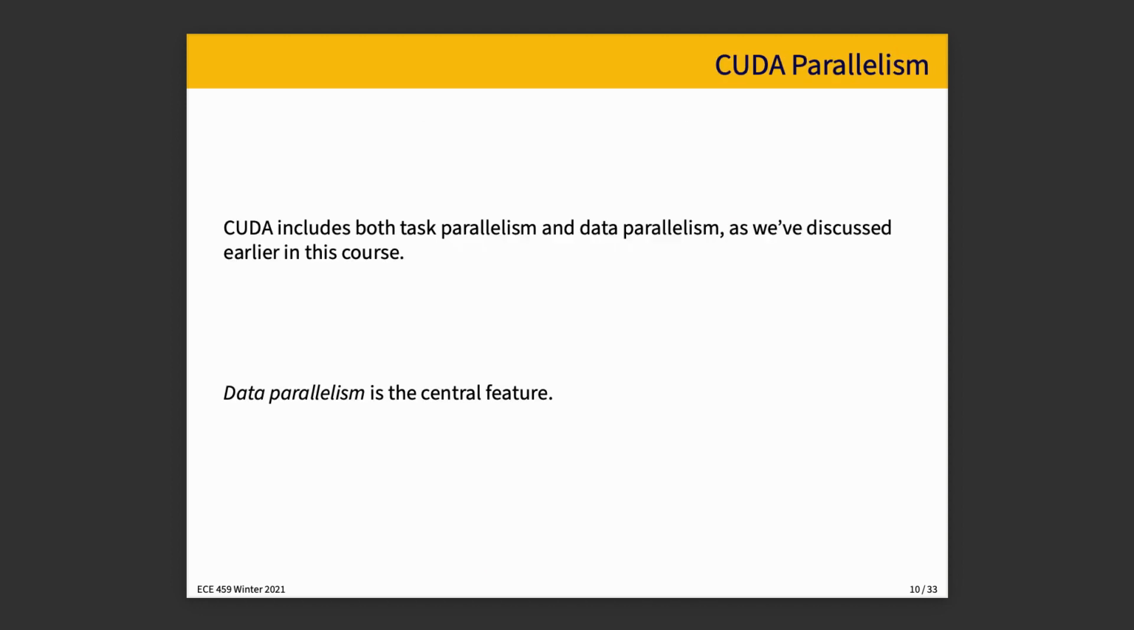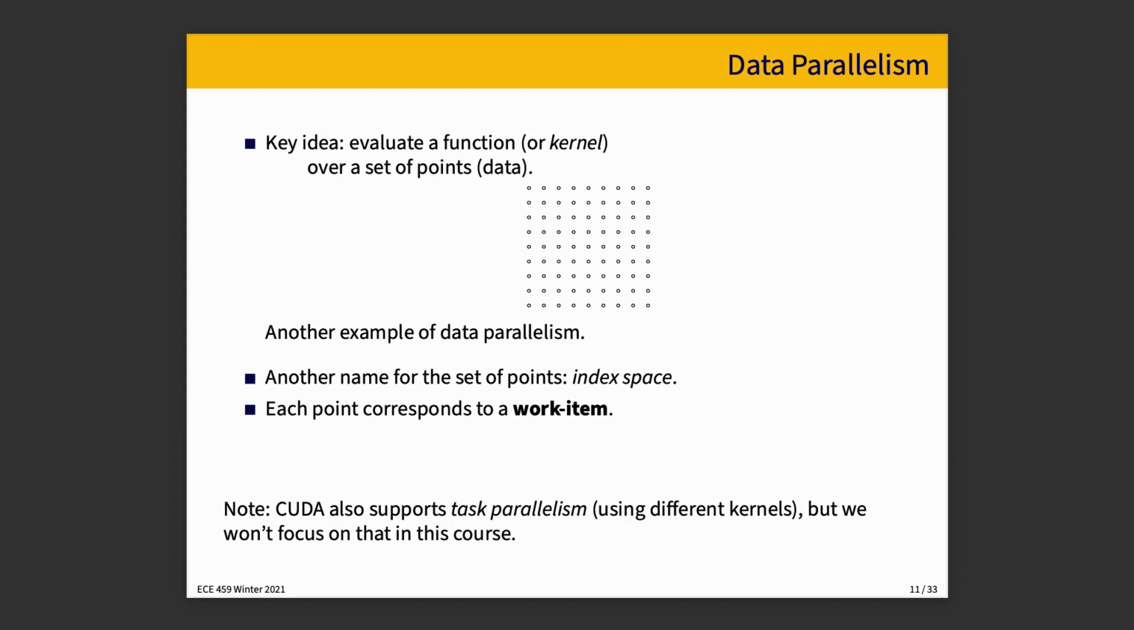Okay, so CUDA includes both task parallelism and data parallelism. As we've probably mentioned at least once before, data parallelism is really the central feature. We are evaluating our function, or as it's called in the lingo, a kernel, on a set of points. Each point represents a data element, such as one of the bodies in the n-body simulation, and you could also perform some transformations if you wanted on each pixel of an image or each frame of a video. Something like that would also be well suited to this kind of model.